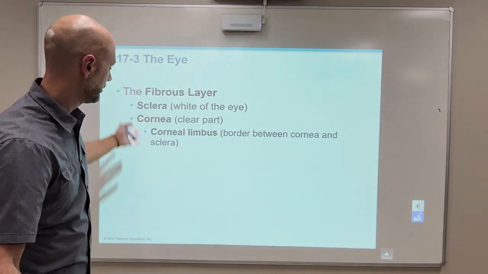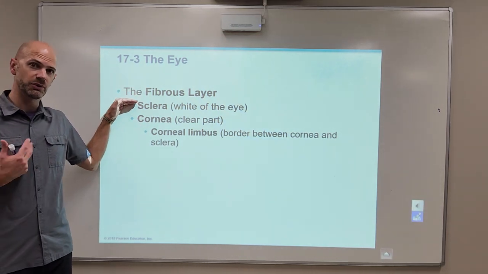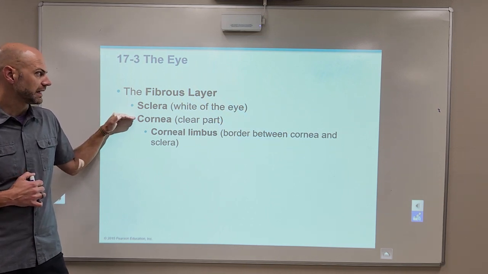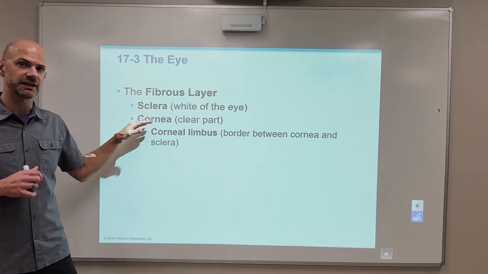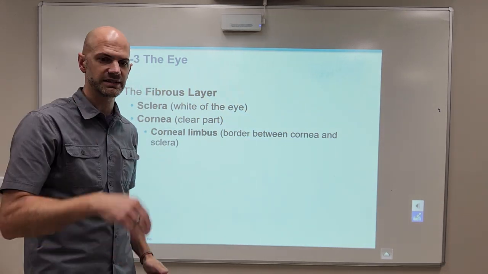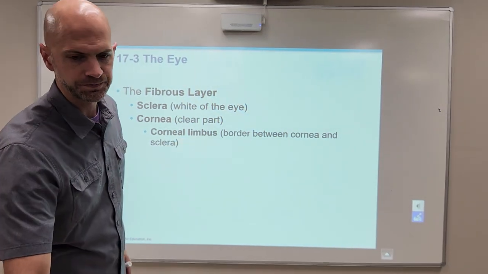All right, so we just talked about the fibrous layer. Two parts here, the sclera, which is the white part, and the cornea, which is the clear part. Okay, so all of it is fibrous layer. It just changes consistency when we get to the part where the light has to enter. The limbus is just the border between the two.